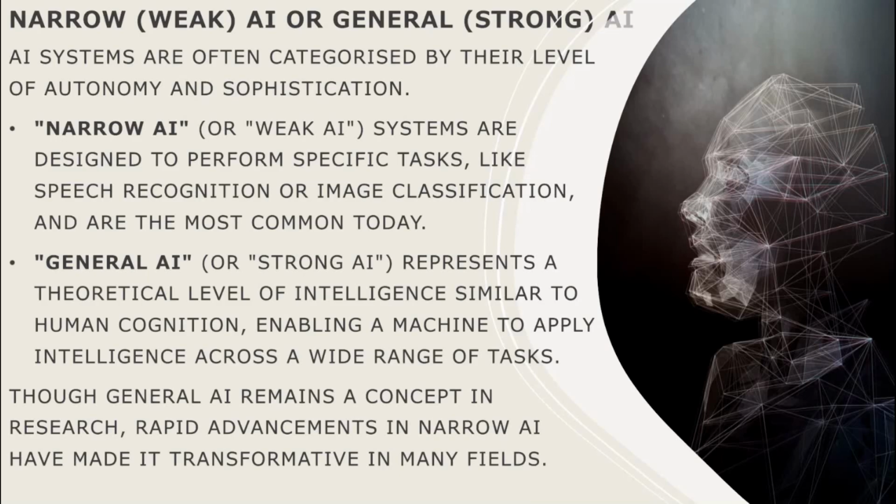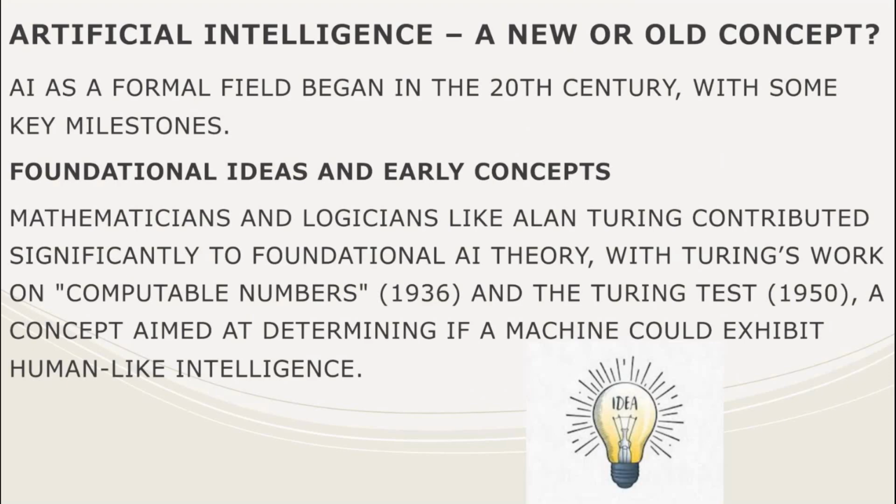General AI represents a theoretical level of intelligence similar to human cognition, enabling a machine to apply intelligence across a wide range of tasks. So a driverless car would be an example of a general AI. Though general AI remains a concept in research at the moment, rapid advancements in narrow AI have made it transformative in many fields in the future.